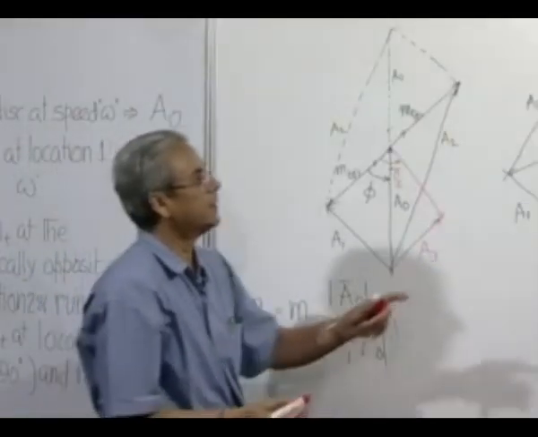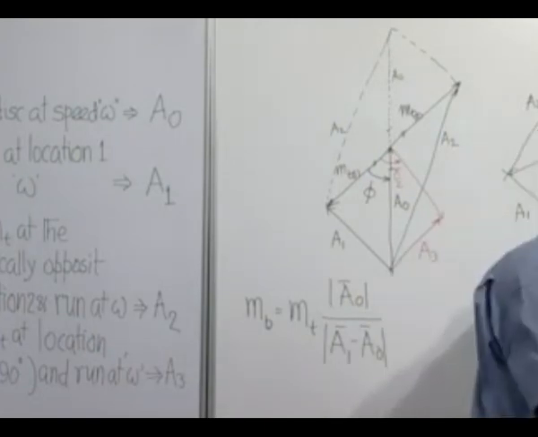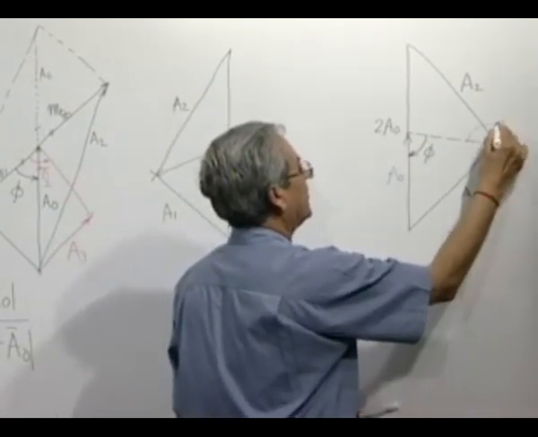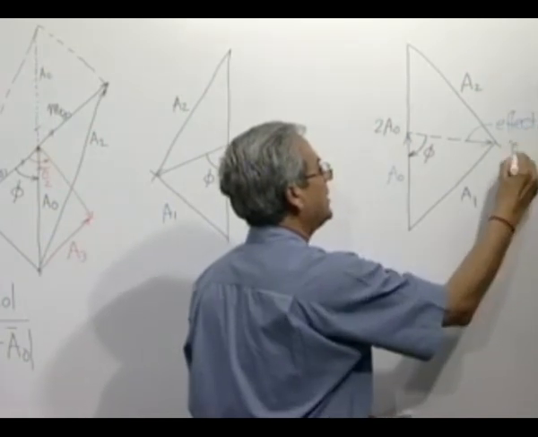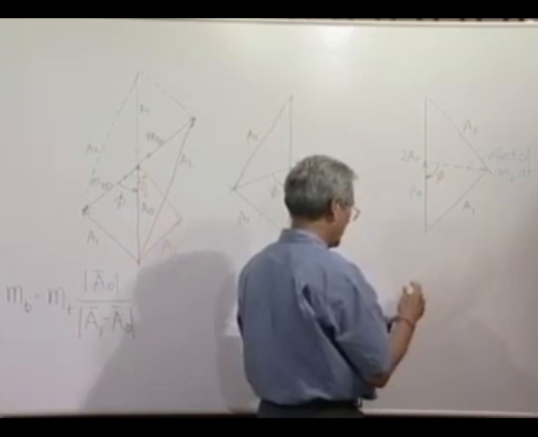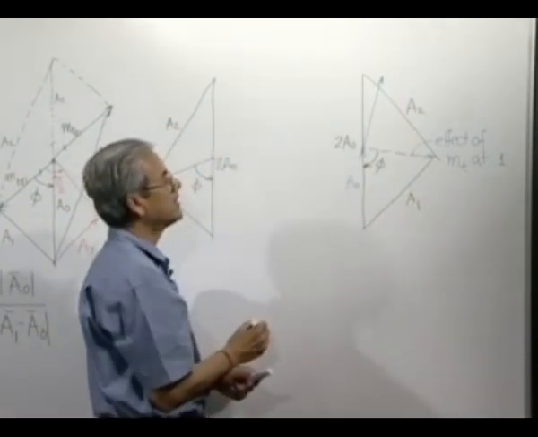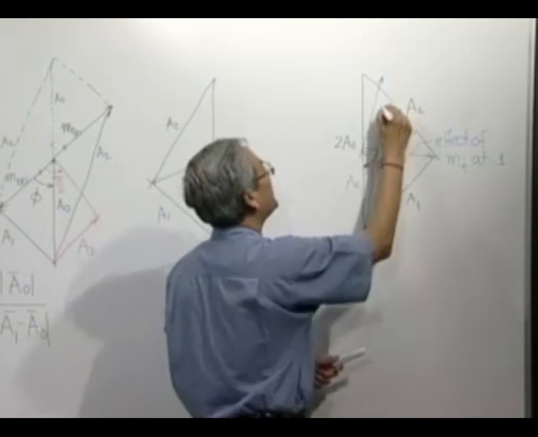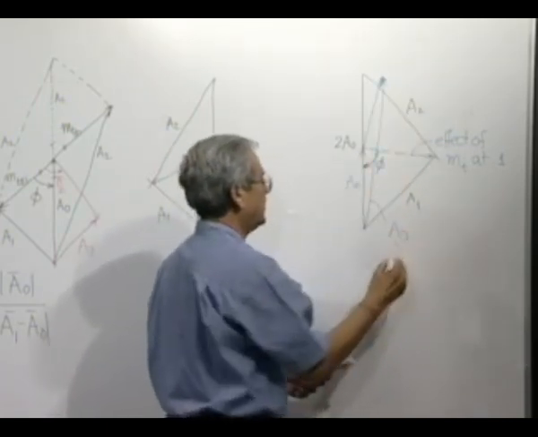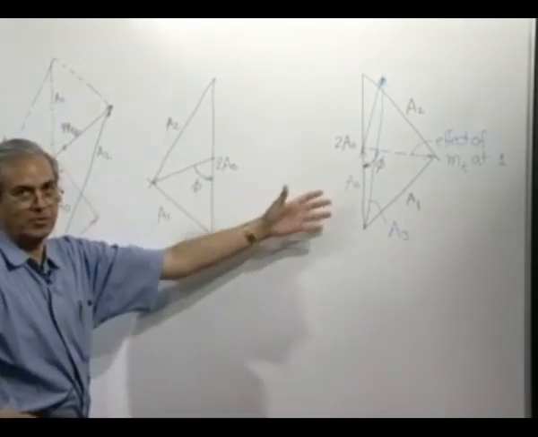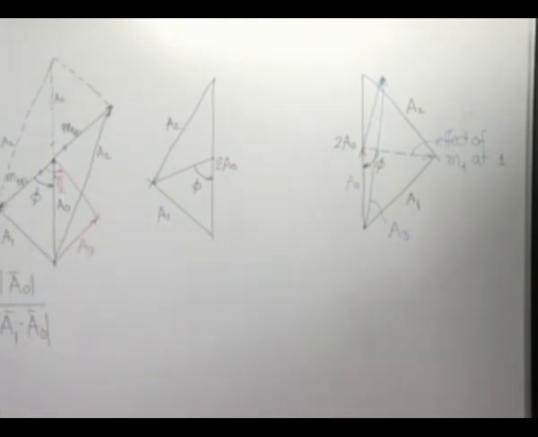On the other hand, if this is the situation, this is the original effect A0 and this is the effect of MT at location 1, then if you rotate this by 90 degrees in the anti-clockwise direction, this would have been the effect of the trial mass in position 3 and your A3 would have been this. So considering whether your A3 is large or small, you can find out whether the configuration will be this or this. So the third run will be essential to identify the correct configuration.